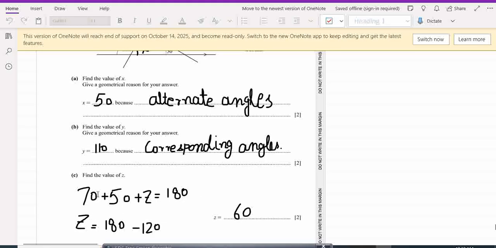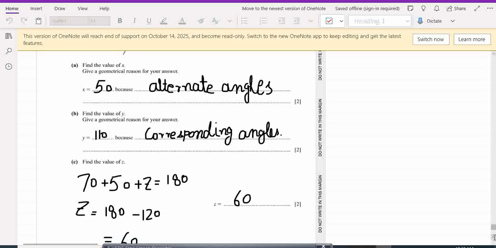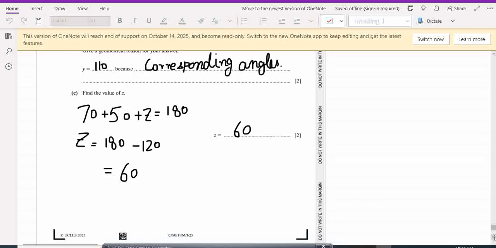So z is equal to 180 minus (70 plus 50). 70 plus 50 is 120, and 180 minus 120 is 60. So 60 is the answer. That's it. Next question.